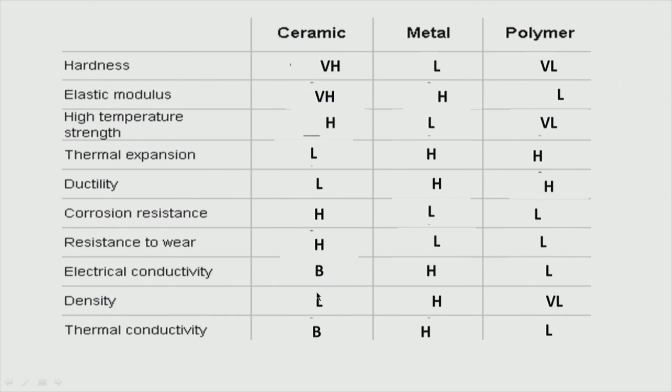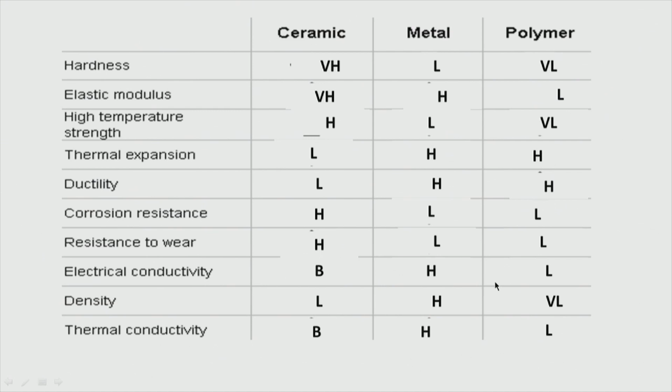Density: ceramics are low, so obviously the material size becomes very bulky. Polymers are also low, and very low. So, as you can see, we have different physicochemical properties, and you can have different grading of low, very low, high, very high, and so on.